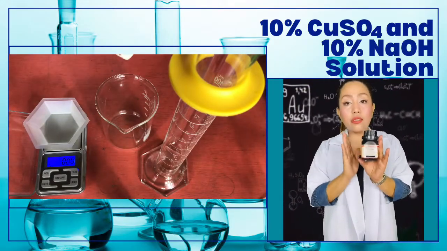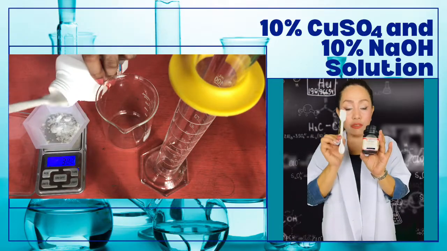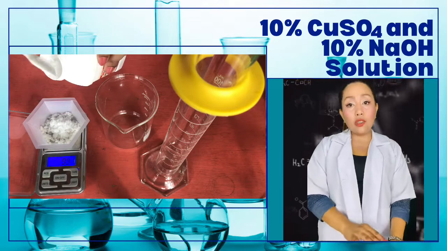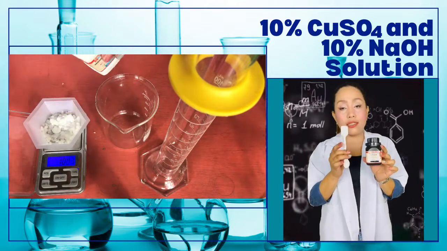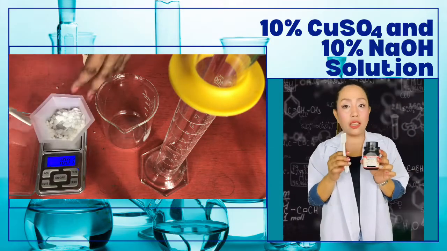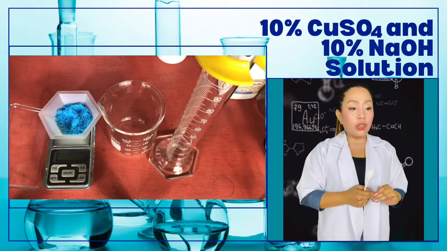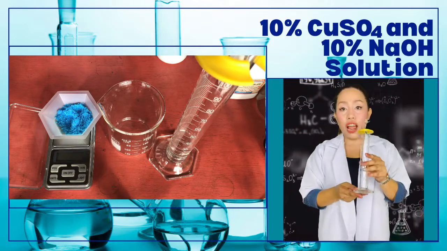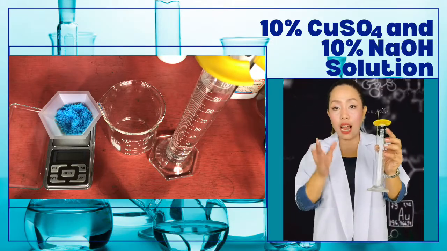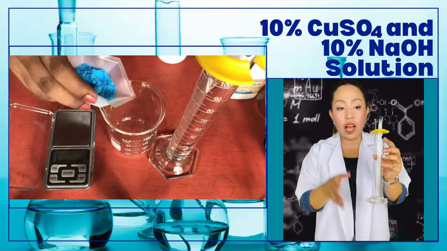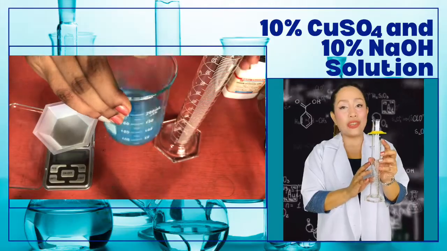In scooping the copper sulfate powder, we will be using one spatula, and a different spatula will be used in scooping the sodium hydroxide lime. We need to use different spatulas so that one will not be contaminated by the other. Measure 10 grams of the copper sulfate and put it here. We will now be pouring distilled water into our graduated cylinder up to 100 ml. 10 grams of our copper sulfate plus 100 ml of distilled water will be our 10% copper sulfate solution.